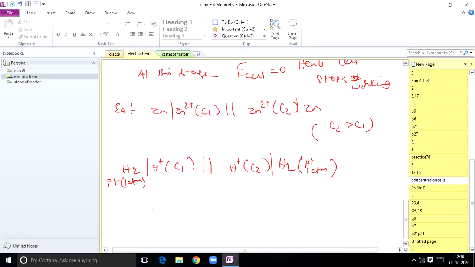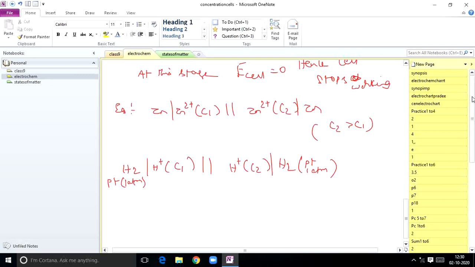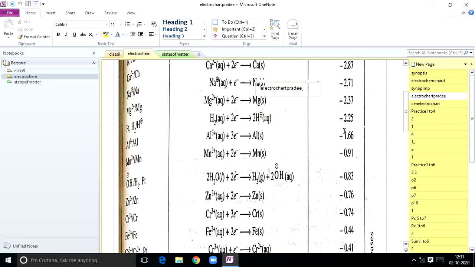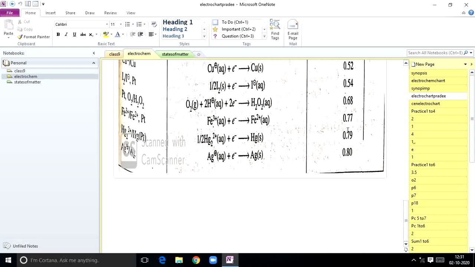Next, we will discuss the electrochemical series. What is meant by electrochemical series? See, some important rules we have to follow, according to the latest IUPAC convention, the IUPAC sign convention.